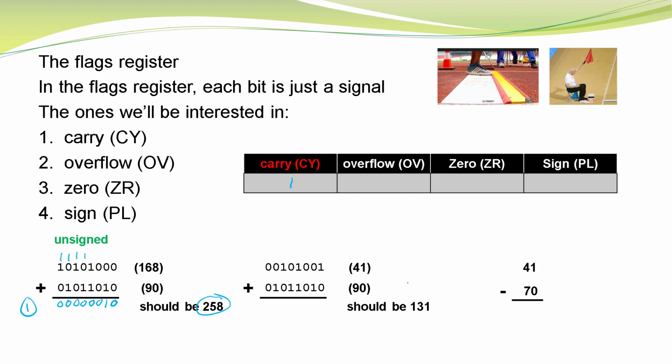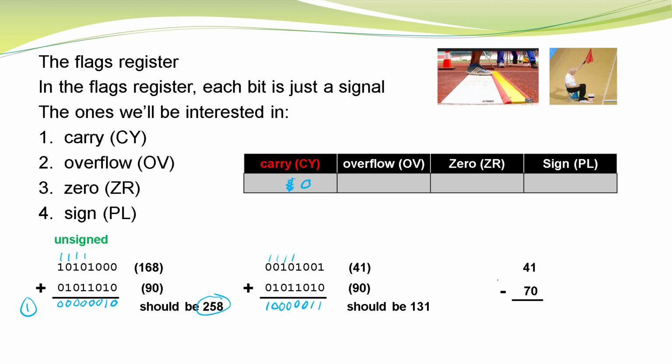What happens if I add 41 and 90? Get 1, 1, 0, 0, carry the 1, 0, carry the 1, 0, carry the 1, 0, carry the 1, 1. And that value is fine. It's 131, which does fit into 1 byte. Again, these are unsigned. So what happened to the carry bit? Well, in that operation, it got set to a 0, indicating there was no carry out of this most significant bit.